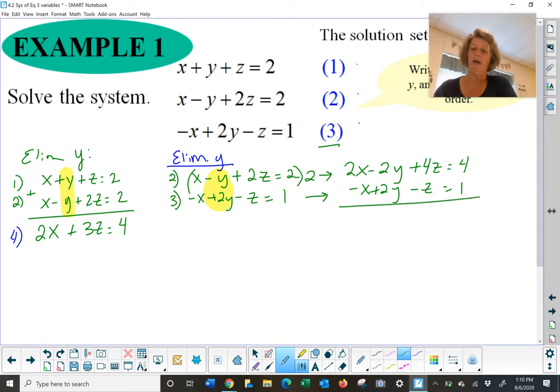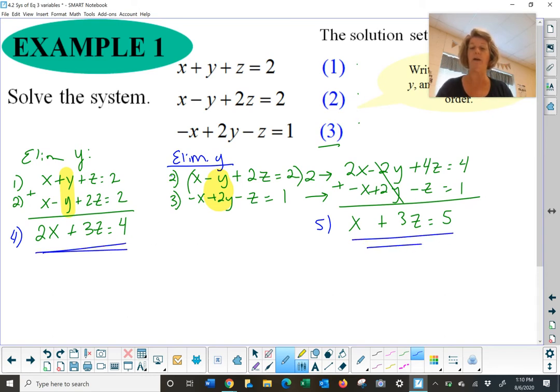All right, on with the elimination method. I get an x, I get 0 y's, and 3z equals, adding them together, 5. I like to call this equation 5 because I generated a new equation, so I keep track of them. We've taken 2 different systems and eliminated the same variable y from both. Now we have 2 new equations, equations 4 and 5, that just have 2 variables.